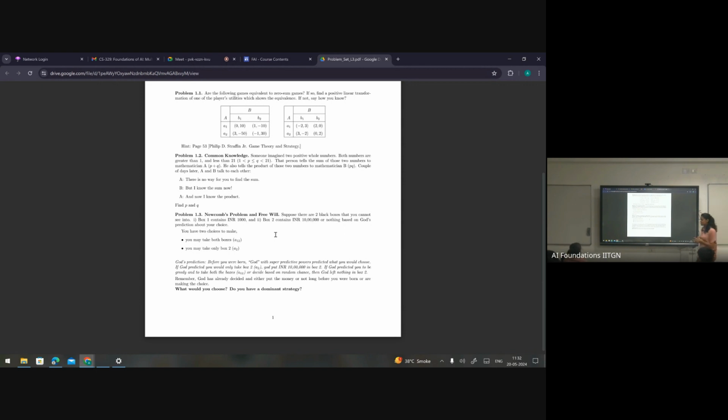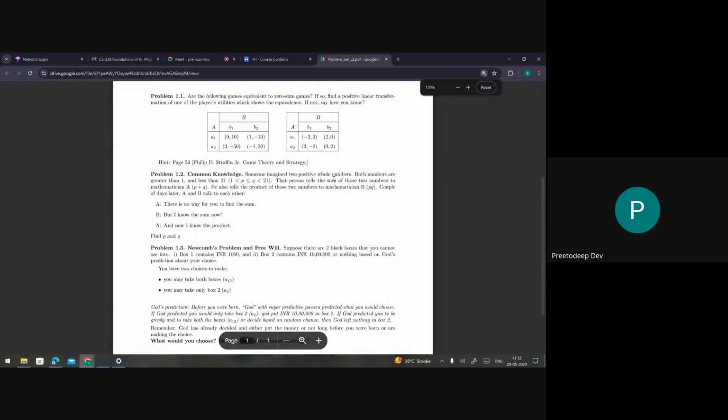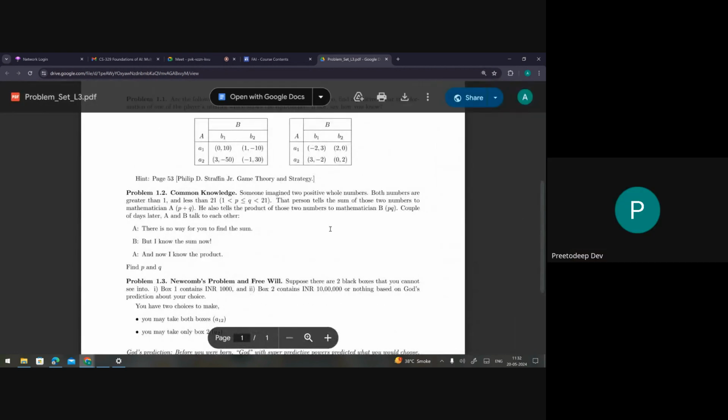So this is Newcomb's problem. I hope it's visible. Oh, people online are able to see. I've shared the screen. We are able to see, ma'am, but if you could zoom in, yeah, thanks.